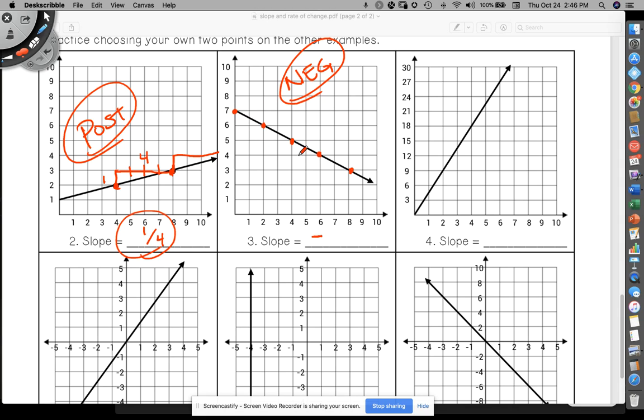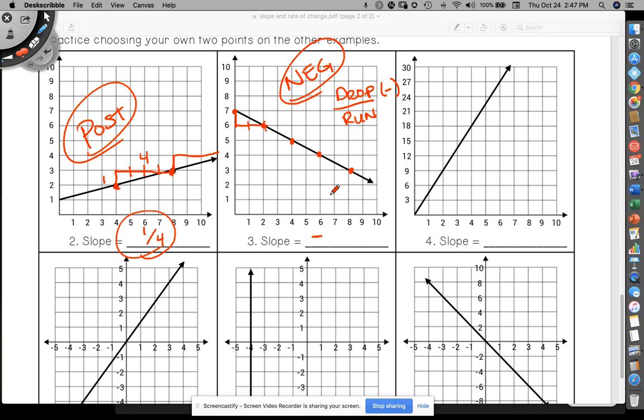Now, if you see that this is negative, I can't rise if it's negative. This is called a drop and run. So it's going to be drop over run. And your drops are always, always, always negative. So how much do I need to drop to get to this next dot? I need to drop 1. And then how many boxes do I need to run? I need to run 2.